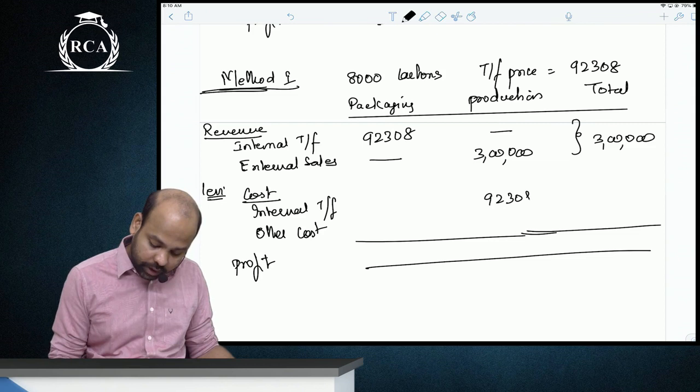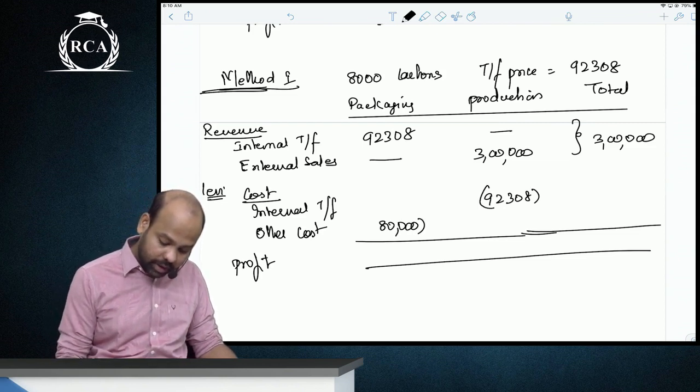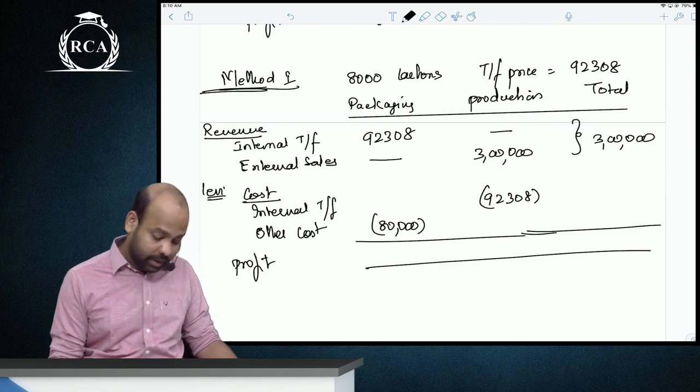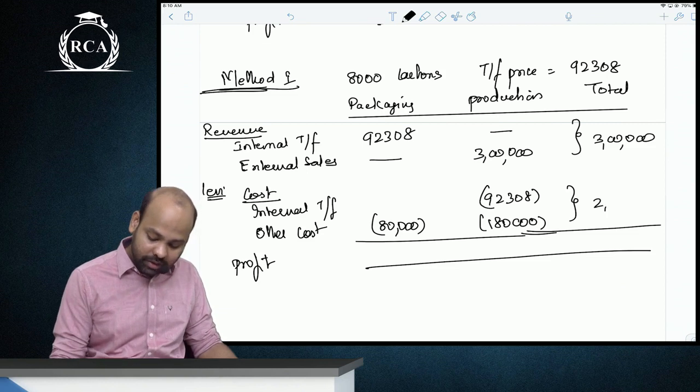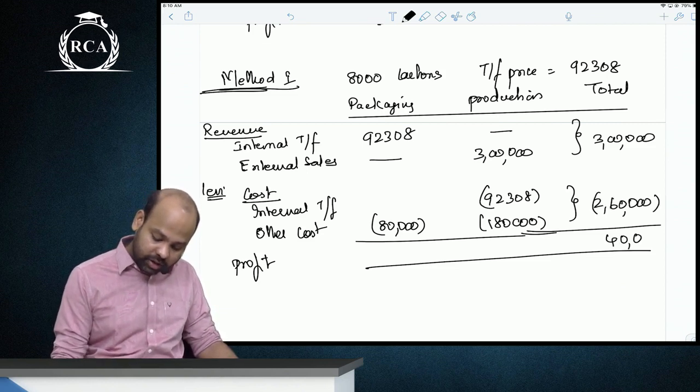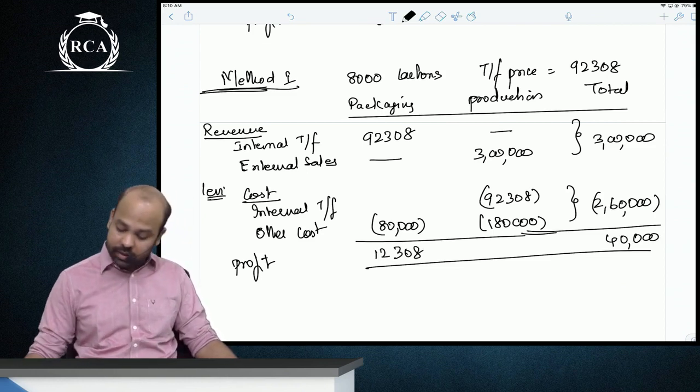There is a cost of 92,308 for production department internal transfers. 80,000 is the packaging cost here. And then the cost here is 1,80,000. So overall the organization still has a cost of only 2,60,000. The organization is making a profit of 40,000, wherein this division is making a profit of 12,308.